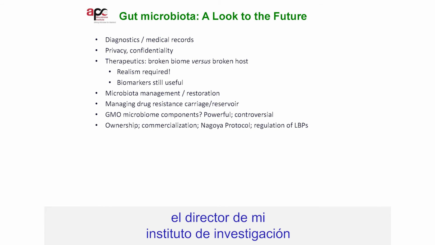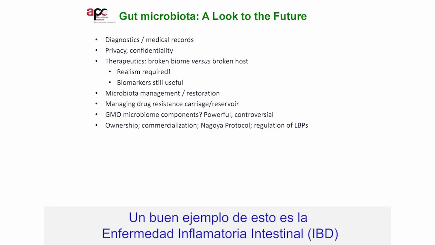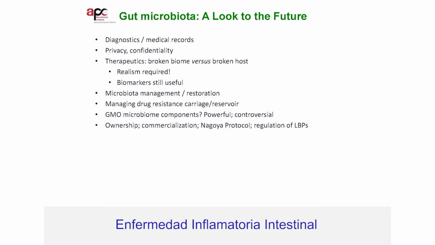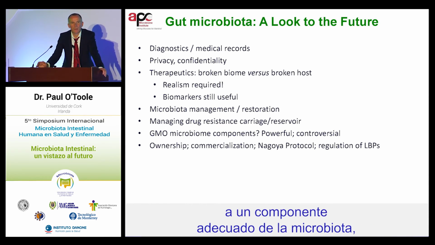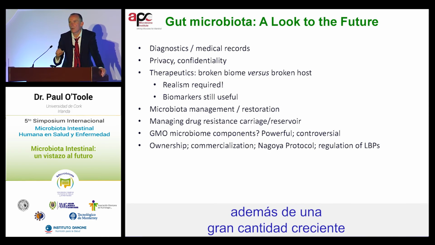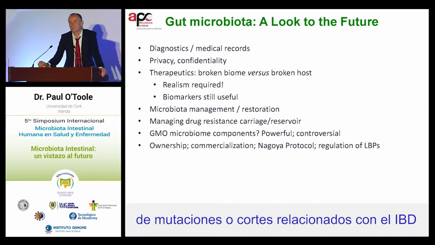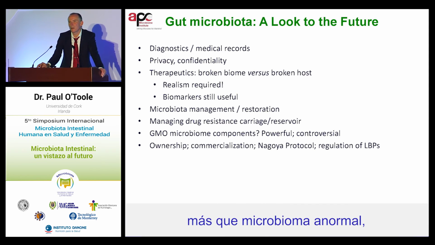Therapeutics: the director of my research institute distinguishes between the broken biome and the broken host. A good example of this is IBD. Inflammatory bowel disease could be simplified as an inappropriate immune response to an appropriate microbiota component. It has genetic parts and environmental parts. There are a large and growing number of mutations or SNPs associated with IBD. I would characterize IBD as a broken host more than a broken biome.